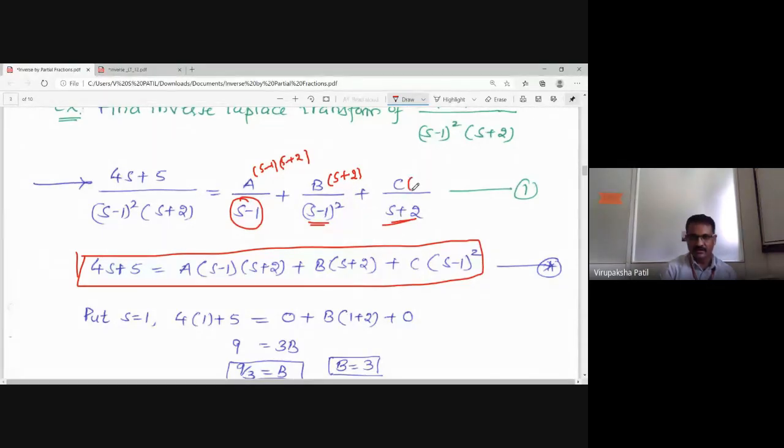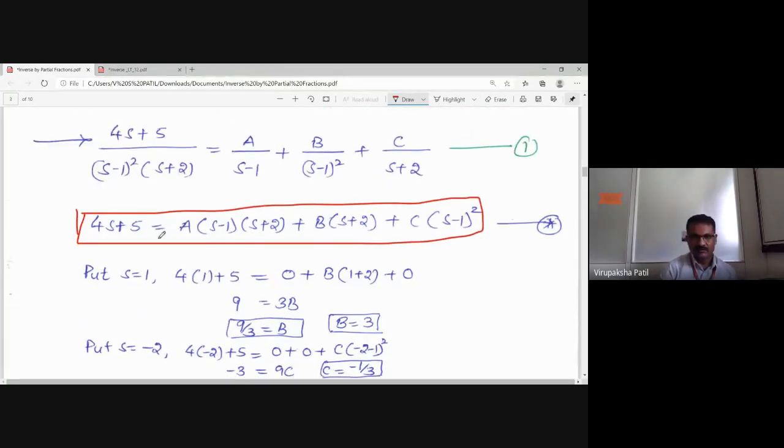You can write this one as (s minus 1) whole square, highest power. Okay, next, after writing this, what happens? The denominator on both sides will get cancelled, because if you take the LCM, here the denominator will be (s minus 1) whole square into (s plus 2). Here also the denominator is (s minus 1) whole square into (s plus 2). Those two will get cancelled. So you are left with only these terms. Now using this, you have to get the values of a, b, c.